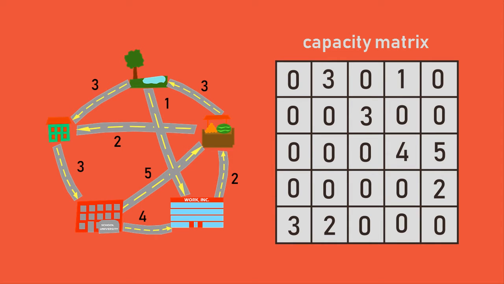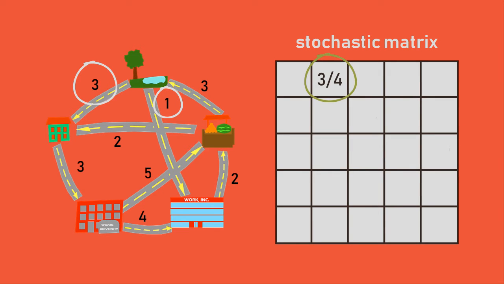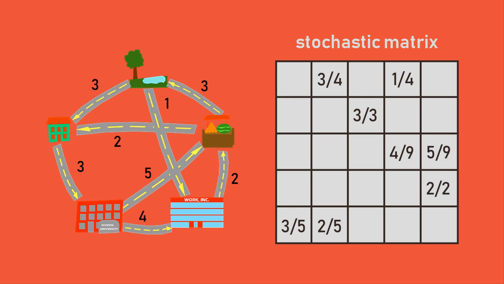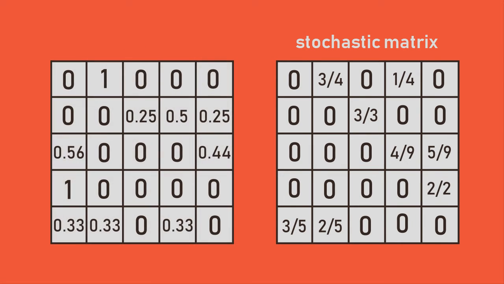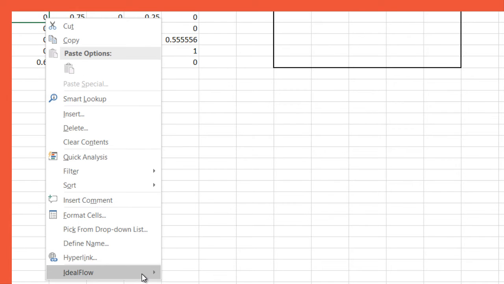For our simplified sample road, we know the number of lanes in each road, as given here. From here, we can transform capacity as the number of lanes into a stochastic matrix. The probability of going through a road can be assumed as the capacity of that road over the capacity of all the roads that lead out of the node they come from. This would be 3 over 4, this 1 over 4. Since this is the only road, this would be 3 over 3. We can do that for the rest, and then let's fill in the zeros. From this stochastic matrix, we can determine the ideal flow.